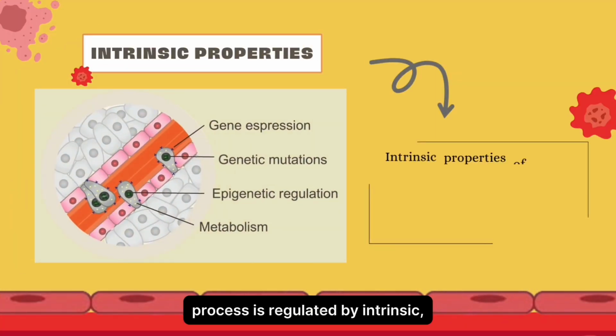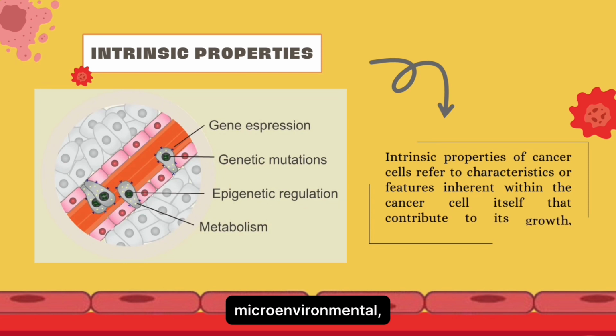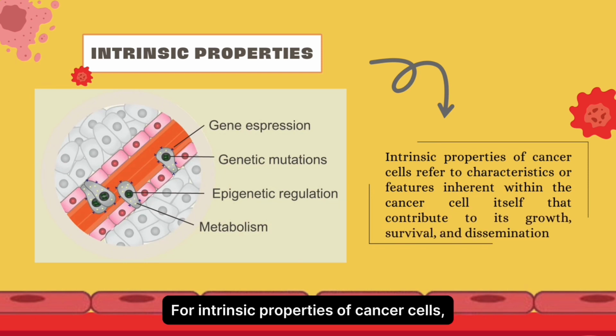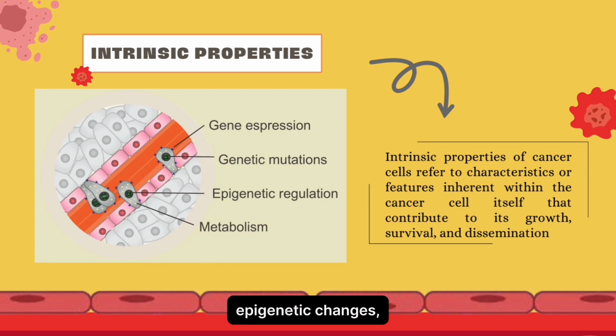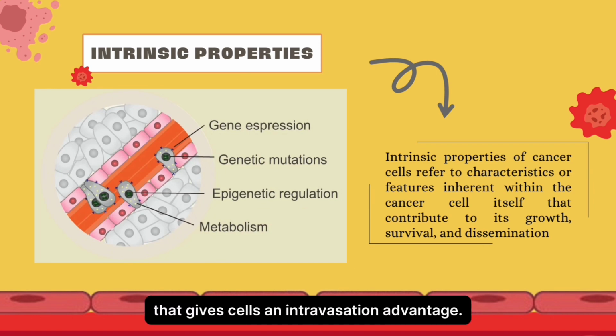The intravasation process is regulated by intrinsic, microenvironmental, and mechanical factors. For intrinsic properties of cancer cells, it refers to characteristics or features inherent within the cancer cell itself that contribute to its growth, survival, and dissemination. These include genetic mutations, epigenetic changes, and gene expression that give cells an intravasation advantage.